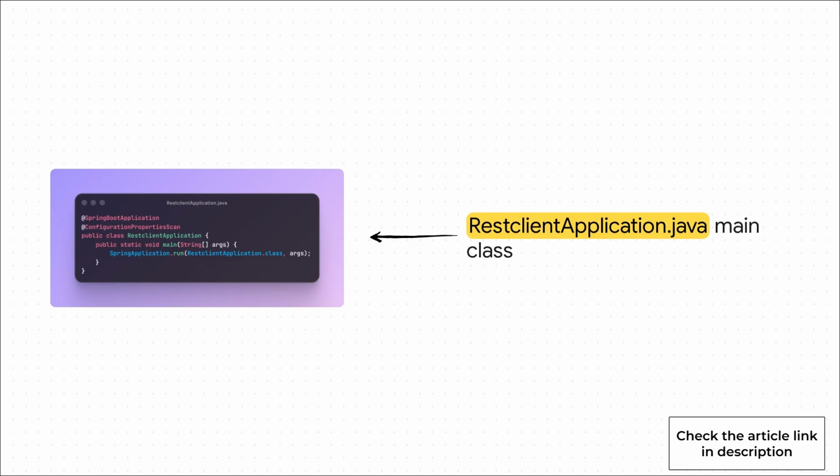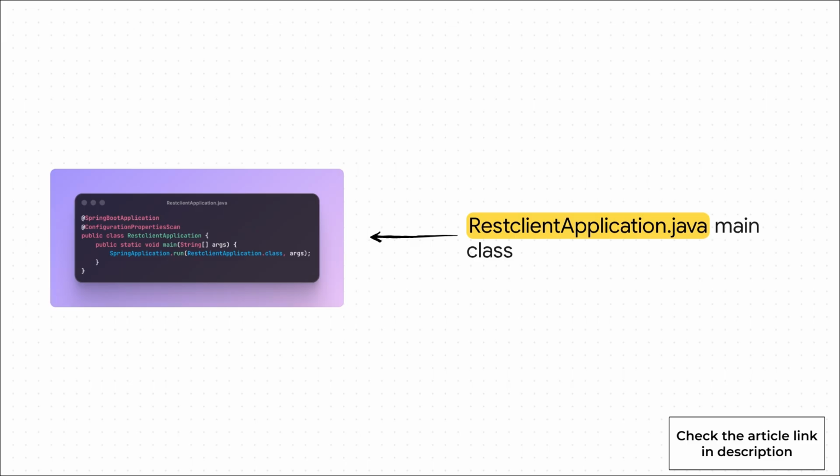If we look at the code for RestClientApplication.java, you'll see our standard @SpringBootApplication annotation at the very top. Right beneath that, we just pop in @ConfigurationPropertiesScan. Then we've got the standard public class RestClientApplication, and inside our public static void main method, passing in the string array of args, which then calls SpringApplication.run, passing in RestClientApplication.class and args.